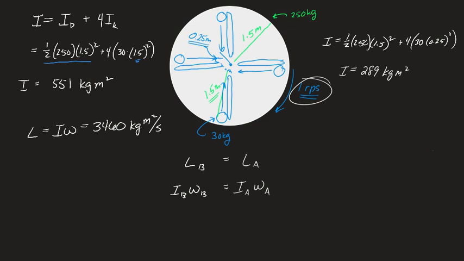So do it. I want to know, how fast am I spinning now? You've got everything you need to do this real quick. It should not take you long. And you can leave your answer in radians per second. That'll be just fine. We're comparing the 6 radians per second from before with whatever we're going to get now.